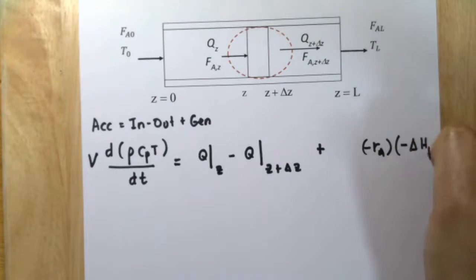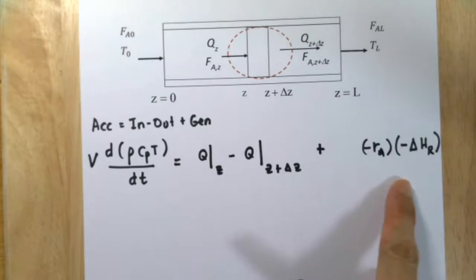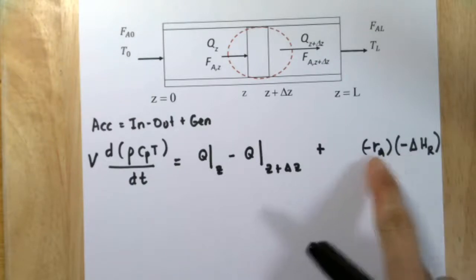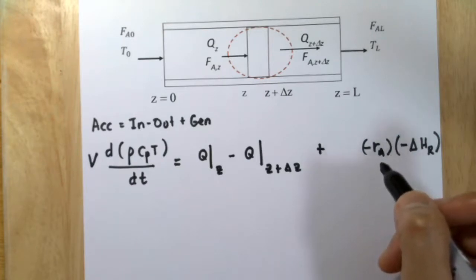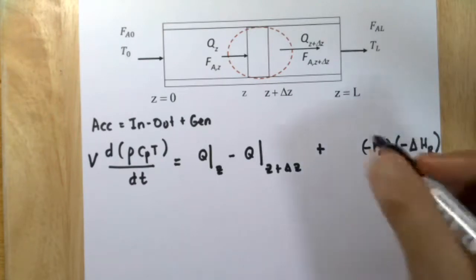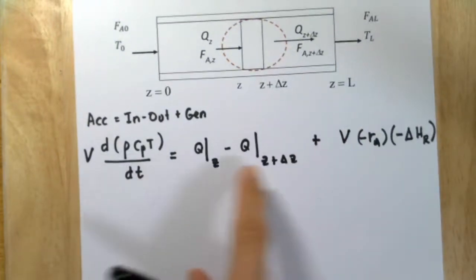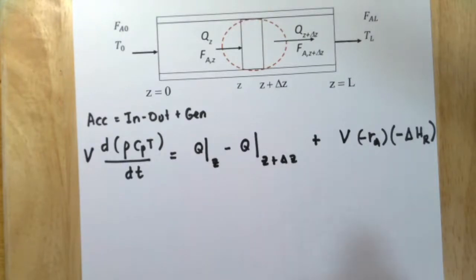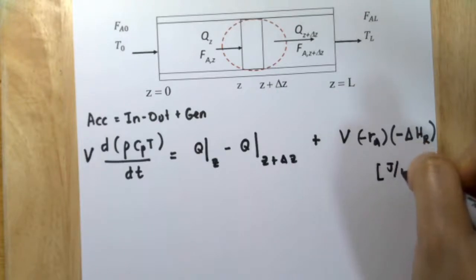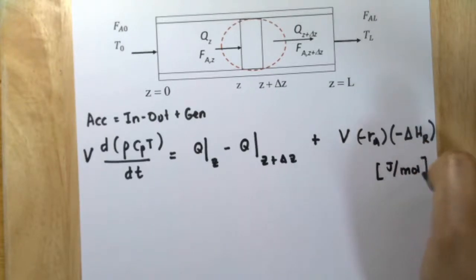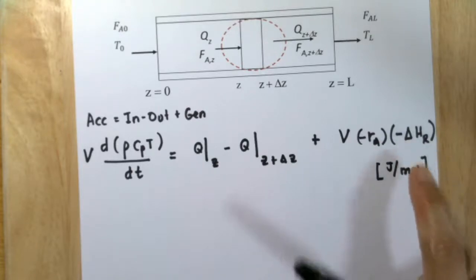Multiplied by the heat of reaction. Okay, so again, I would like this term to be positive. That's why I have the two minus signs here. The rate of reaction is per unit volume, so we need to multiply this by V. Each term in the balance has the units of joules per mole. So you have to be careful because delta HR is given in kilojoules per mole, so you have to convert that first to joules per mole.